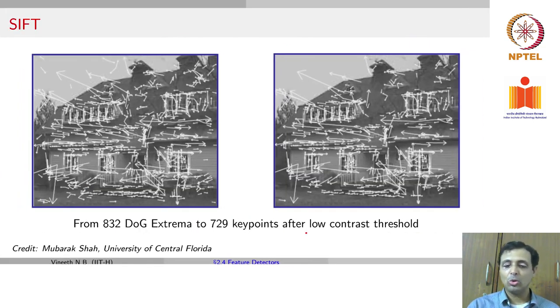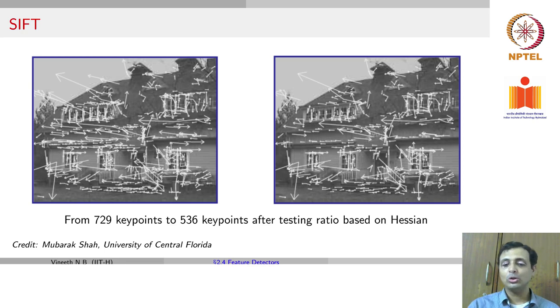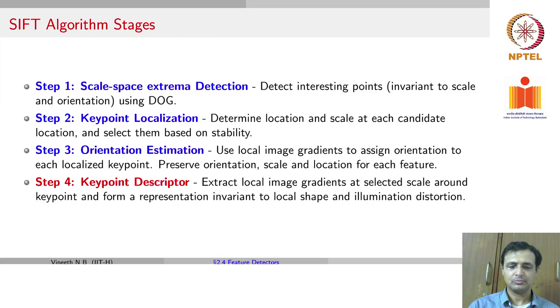After applying a low contrast threshold, these 832 DoG extrema come down to about 729, as you eliminate key points with contrast lower than a threshold. Then we also do the ratio test based on the Hessian to eliminate edge-like artifacts, and the key points come down from 729 to 536. So you're pruning out noisy key points that may not be of value. And the arrows that you saw were the orientations obtained using step 3.